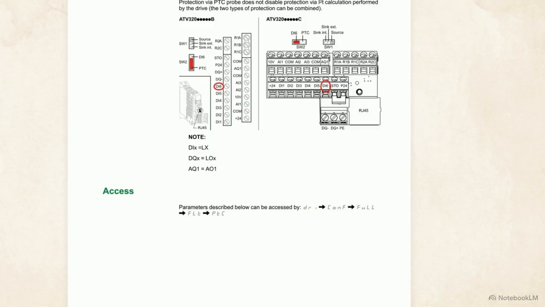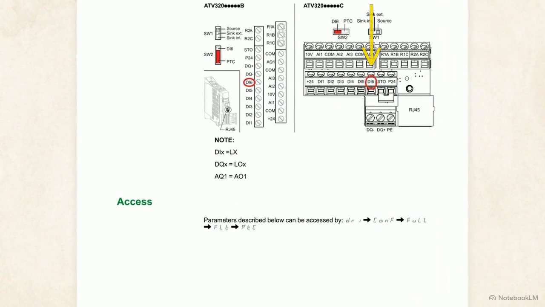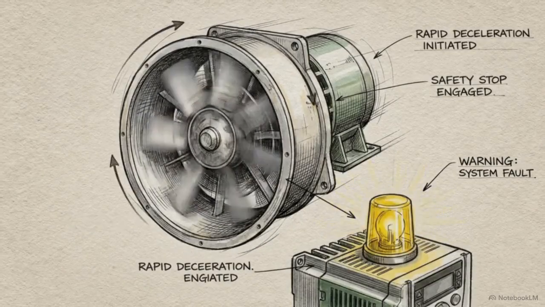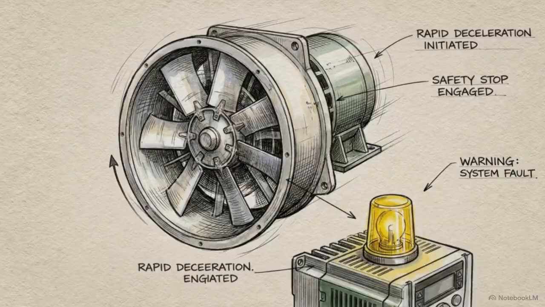This schematic outlines the integration. An engineer wires a thermal probe from the motor into a digital input, such as DI6, which feeds real-time temperature data back to the drive. Configuring these faults enables the drive to monitor thermal thresholds and halt operations before any permanent hardware damage occurs.